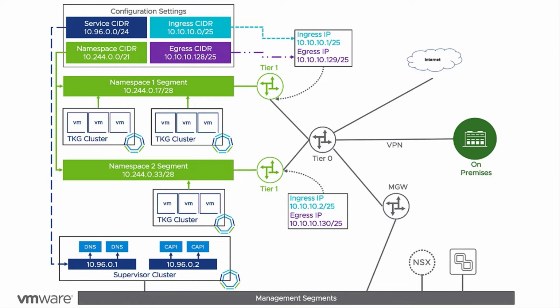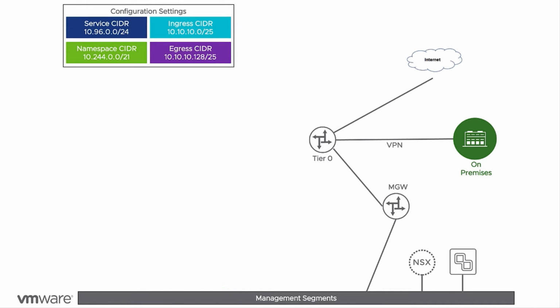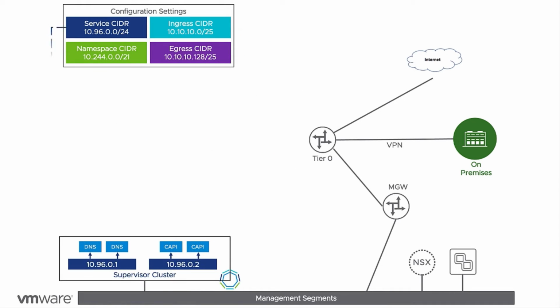First, we start with the service CIDR. This is for a network contained within the supervisor cluster in order to deploy Kubernetes services. The default value provided should work in almost all cases, but if you're future-proofing your deployment, you might consider using a non-overlapping address space just to be extra cautious.